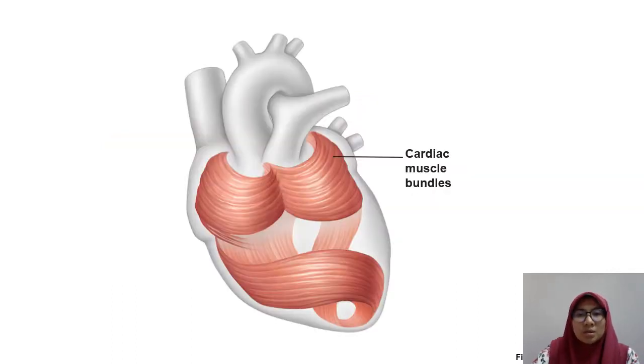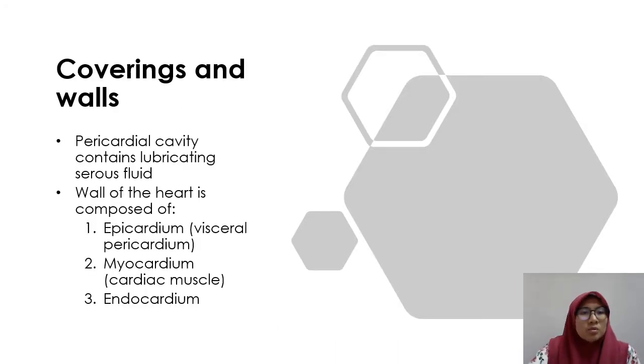This is our cardiac muscle bundles. Dia memang melingkar-lingkar macam ni because the function is dia nak pumping the blood. The walls, remember tadi you akan nampak the pericardial cavity, ruang pericardial which contains lubricating serous fluid.